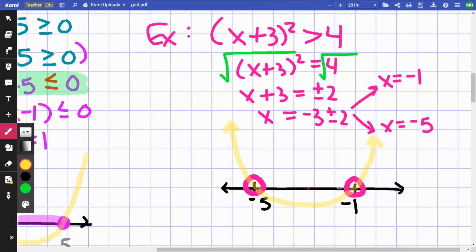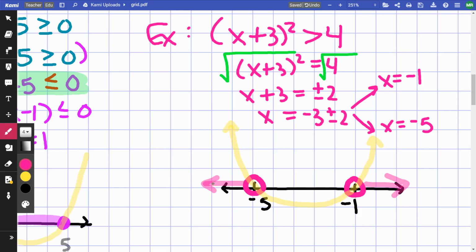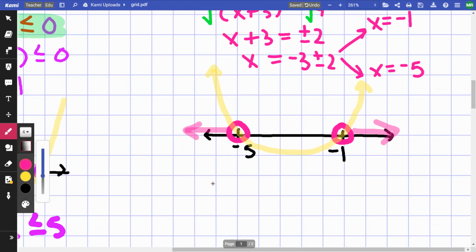So I'm not going to shade in between negative 5 and negative 1 because these ones are going to be less than that height, because they're below that height. This height is now, think of it as a height of 4. Outside of negative 1, these would be above that, greater than. So I'm going to shade out here, and same with this side. So my graph is going to go out this direction and that direction. And then when I write my answer, this is going to be x is less than negative 5, or, and the other side is going to be x is greater than negative 1.